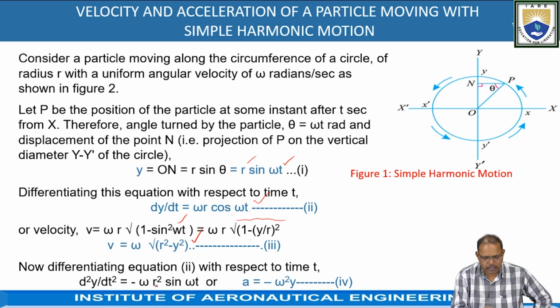Now differentiating this equation once again to get the acceleration, that is d square y by dt square, it is equal to minus omega square into r sin omega t. Or we can write simply this as a is equal to minus omega square y. So it can be written as a is equal to minus omega square into r sin omega t.